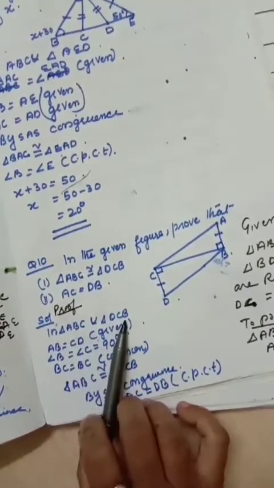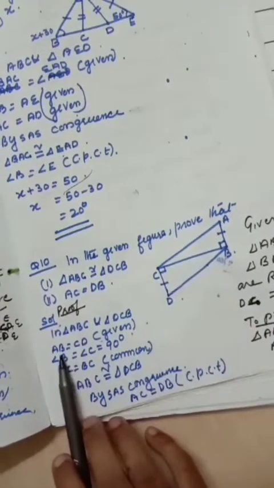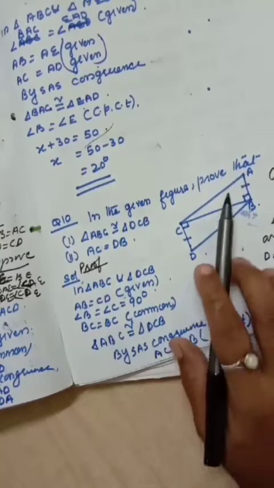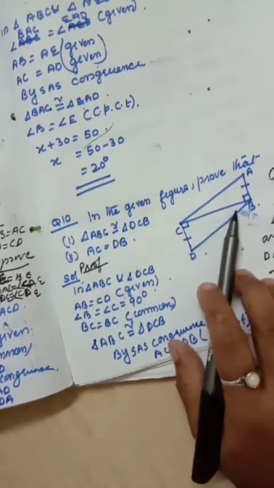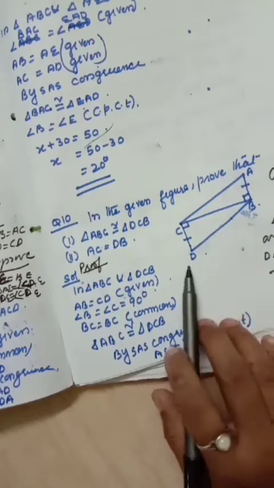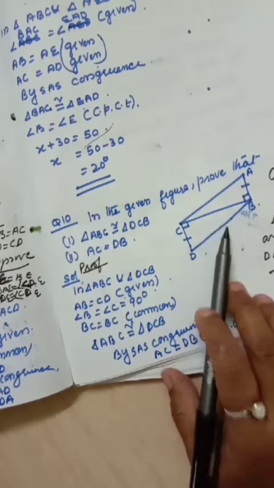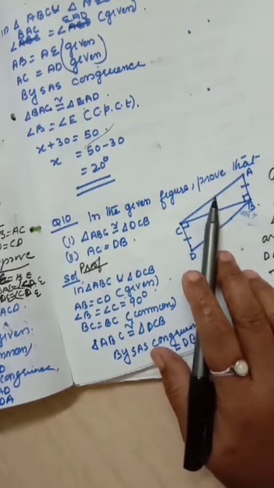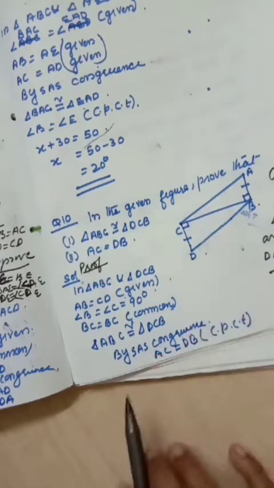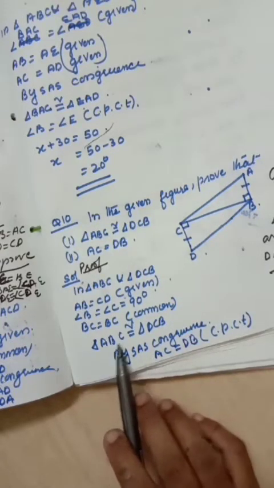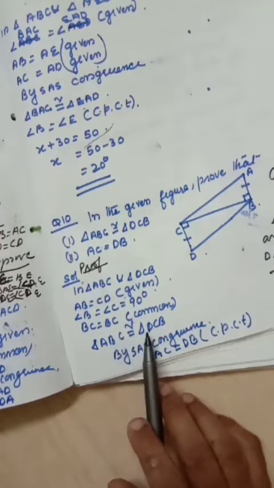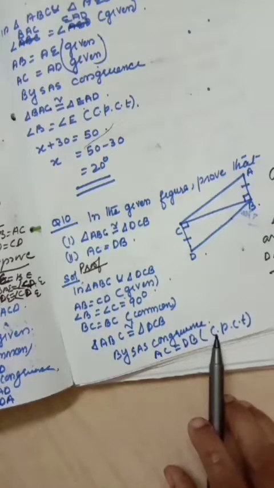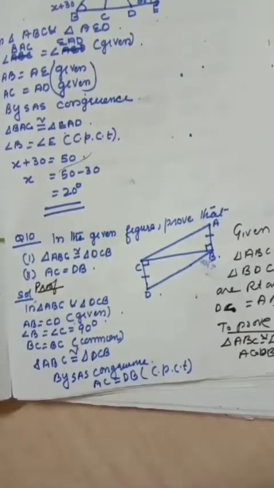See triangle ABC and triangle DCB. Both, what are given, you have to write: AB equal to CD, angle B equal to angle C, 90 degrees, BC equal to BC common. This side is common for both the triangles. So triangle ABC is congruent to triangle DCB by SAS congruence. Here you can't apply RHS because the hypotenuse is not given in the question as equal or not. So by SAS congruence you can say AC equal to DB, first and third, here also first and third. How? By CPCT, corresponding parts of congruent triangles.